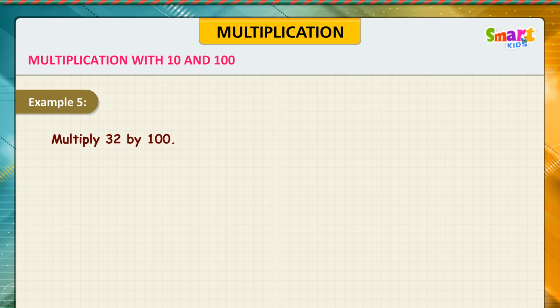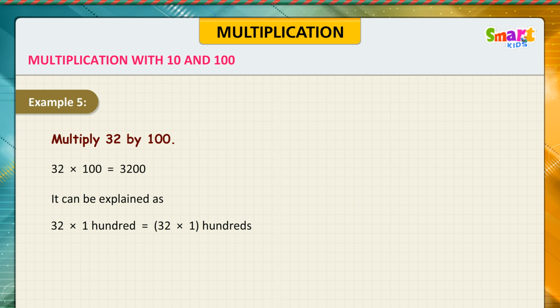Example 5. Multiply 32 by 100. 32 into 100 is equal to 3200.